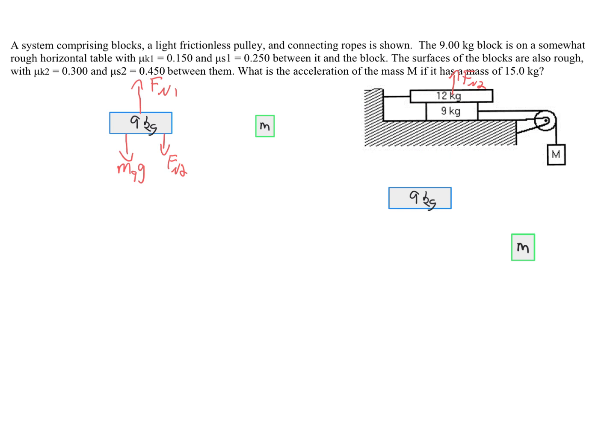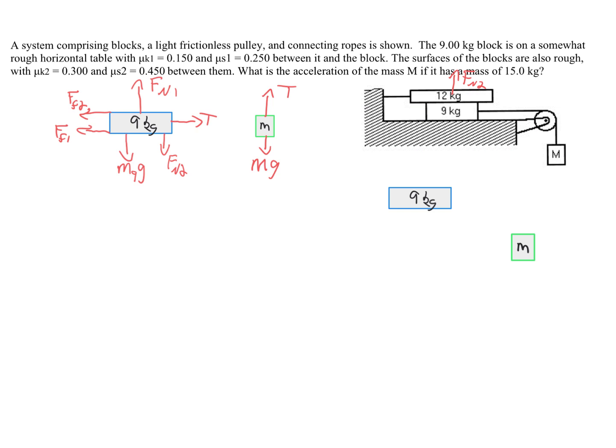And then there's actually going to be two forces of friction. There's going to be the force of friction 1 at the ground, and the force of friction 2 at the interface between the 9 kilogram and the 12 kilogram block, and then there's going to be a tension pulling to the right. The hanging mass is much simpler. It just has the tension pulling up and its weight, capital Mg, pushing down.